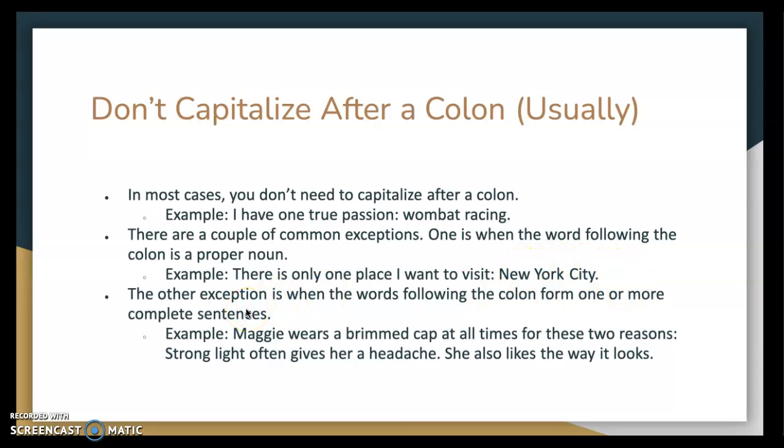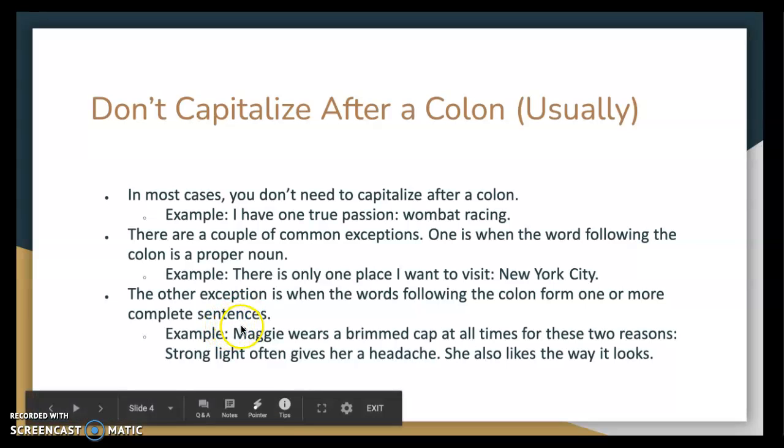Next, the other exception is when the words following the colon form one or more complete sentences. Example: Maggie wears a brimmed cap at all times for these two reasons: Strong light often gives her a headache. She also likes the way it looks.